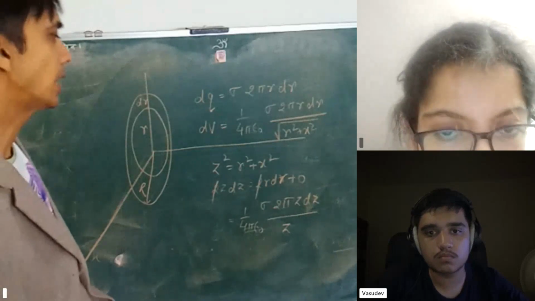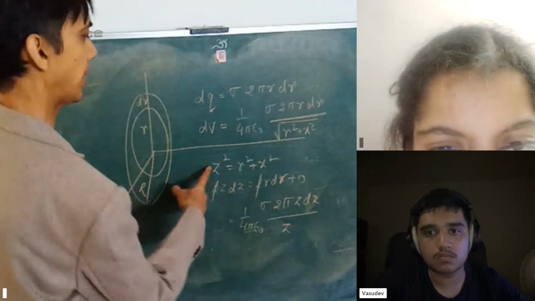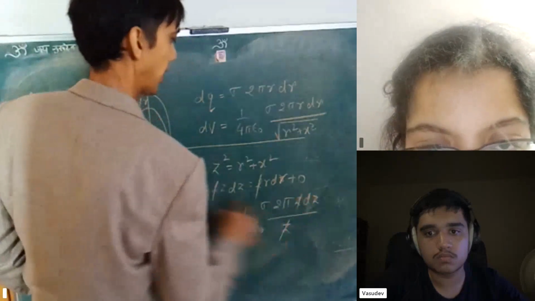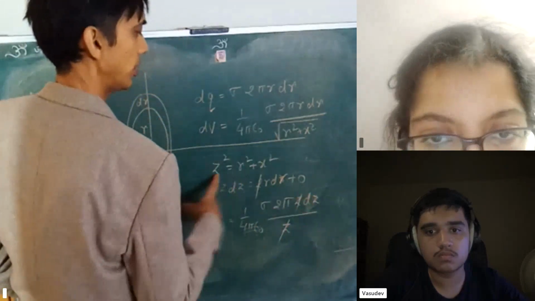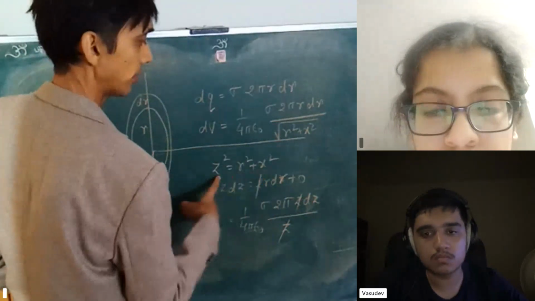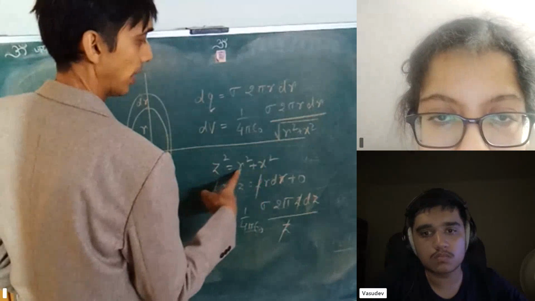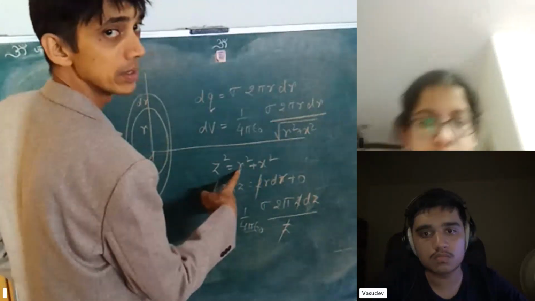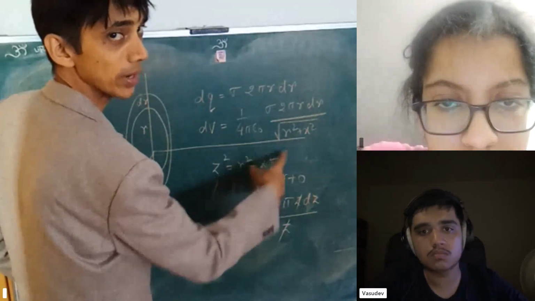Integration from where to where? Please be mindful that you have changed the variable. So when r is 0, z will be x. When r is capital R, z will be square root of r square plus x square. Okay, dear?